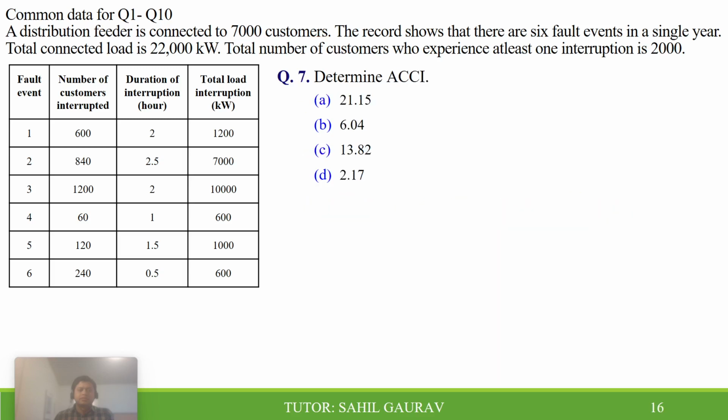Now let us come to problem 7. Problem 7 is the average customer curtailment index. So you have to find ACCI, the average customer curtailment index. That is the ratio of energy not supplied to the total number of customers interrupted. Average energy not supplied is with respect to the total number of customers served, while ACCI is with respect to the total number of customers interrupted.